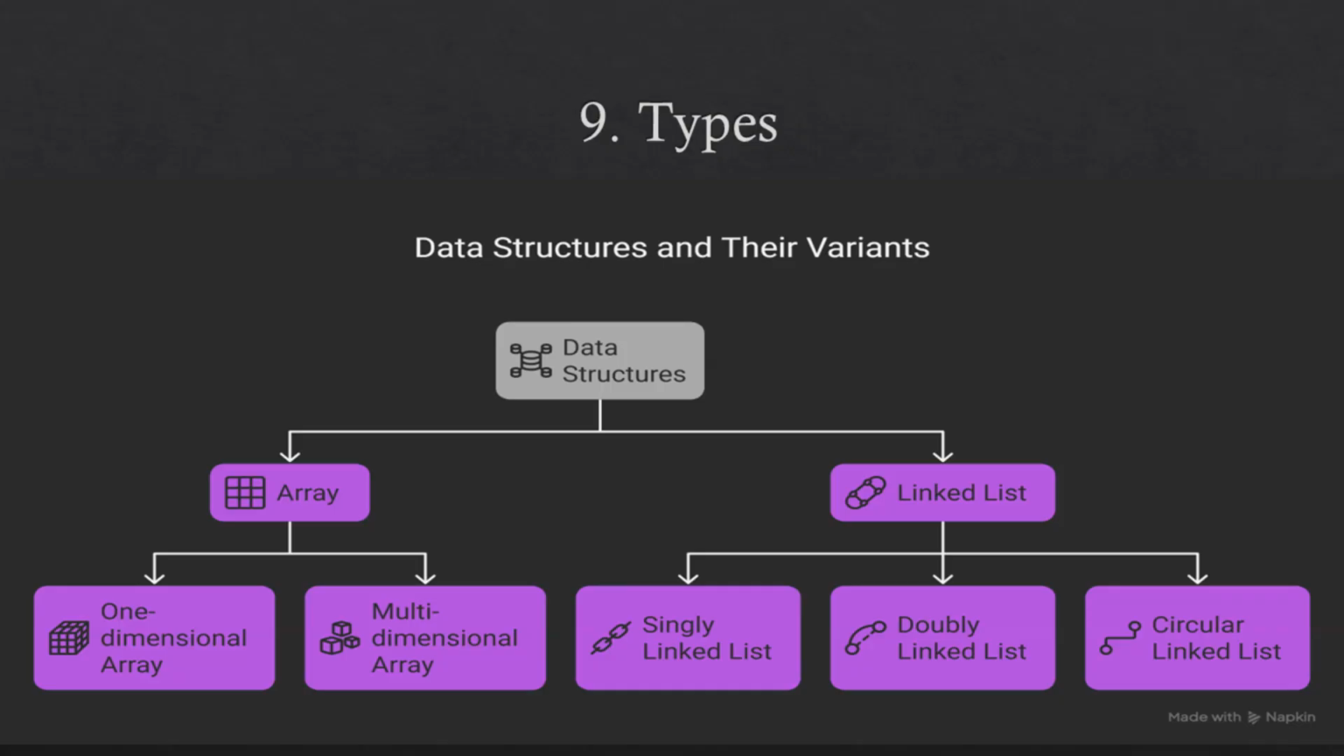Linked lists also come in different types. Singly linked list, each node points to the next node only. Doubly linked list, each node has two pointers, one to the next node and one to the previous. Circular linked list, the last node points back to the first node, forming a circle. So arrays are more about dimensions, while linked lists are more about structure and connectivity.